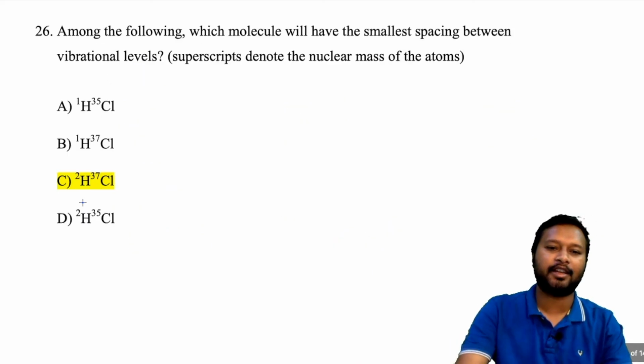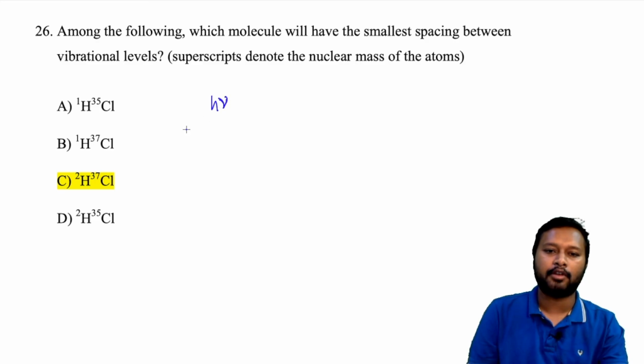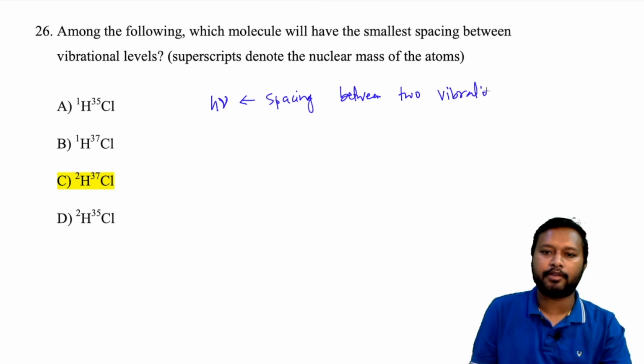Let's take the next one. See, here again it says, among the following, which molecule will have the smallest spacing between the vibrational levels? Spacing between the vibrational levels, that means the distance between the vibrational levels. If you are taking a harmonic oscillator, that is equal to h nu, right? This is the spacing between two vibrational levels.